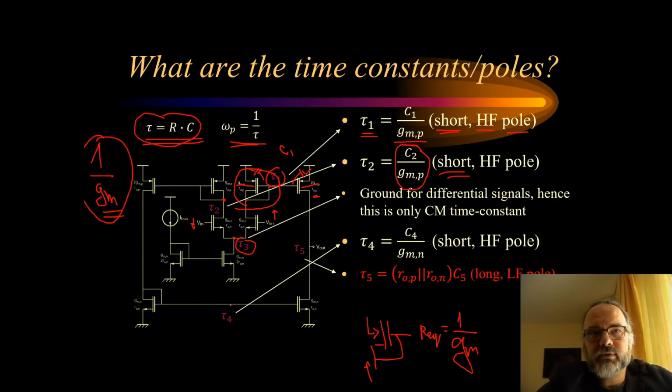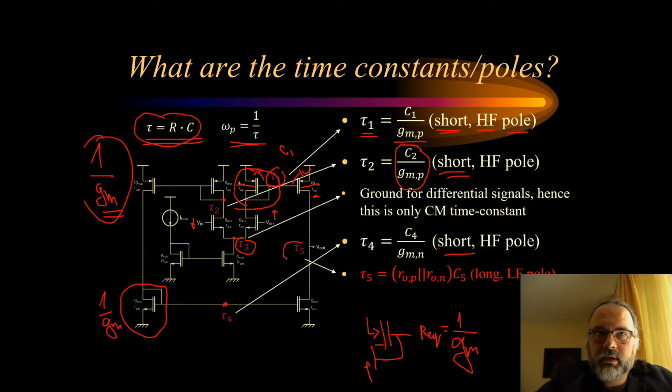Now we have also tau 4 at this node, which is again a short time constant or high frequency pole, because the equivalent resistance at this node is dominated by the output resistance of this diode connected transistor, which is 1 over gm.